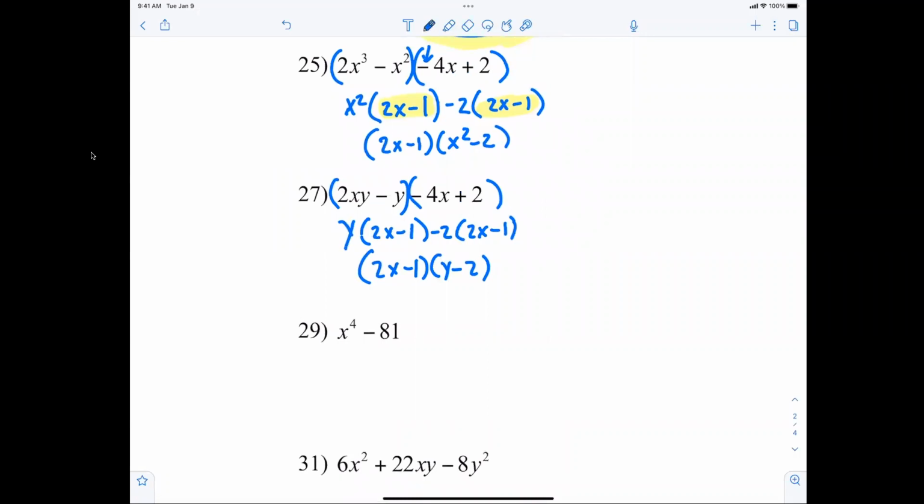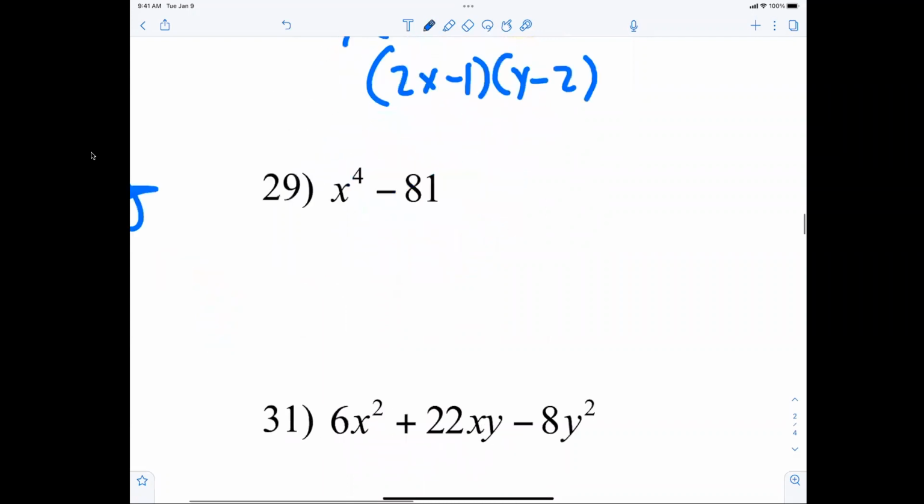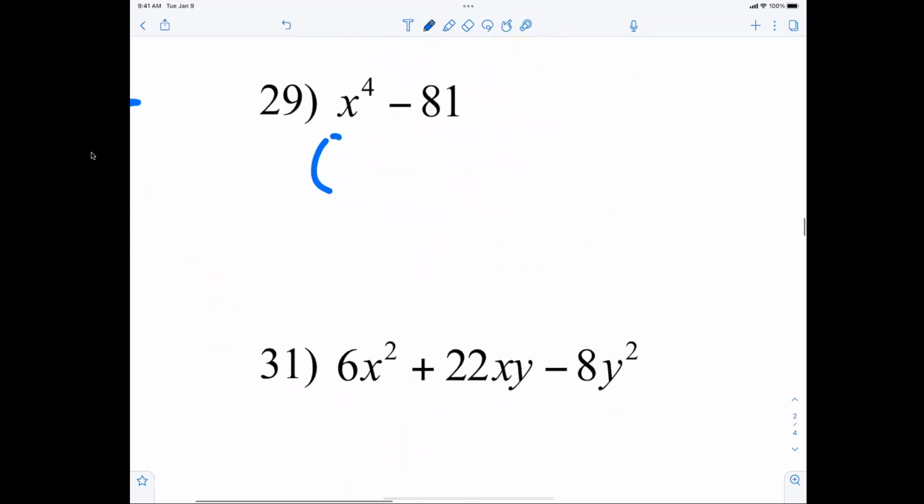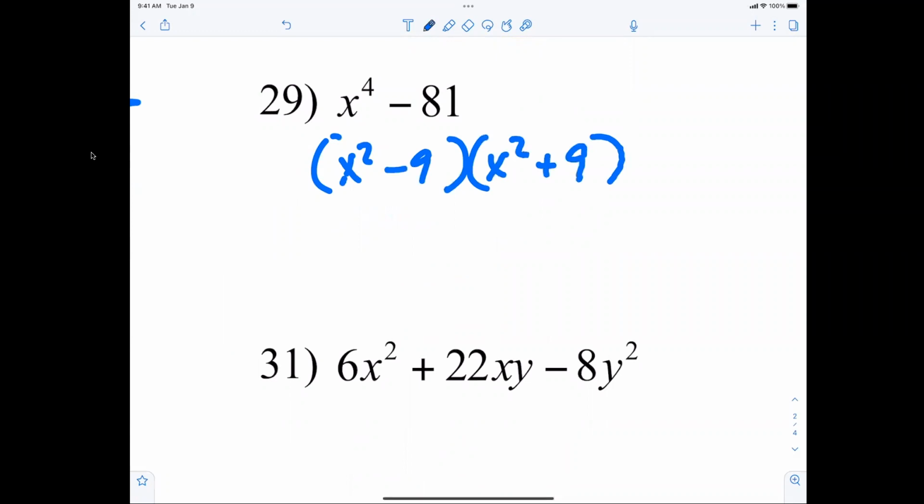Okay, now everybody needs to put a star by number 29. It's kind of a new type of problem. Please look at 29. You should be able to look at it and say, obviously, x squared, x squared. Difference of squares. That is correct. Called the difference of squares.